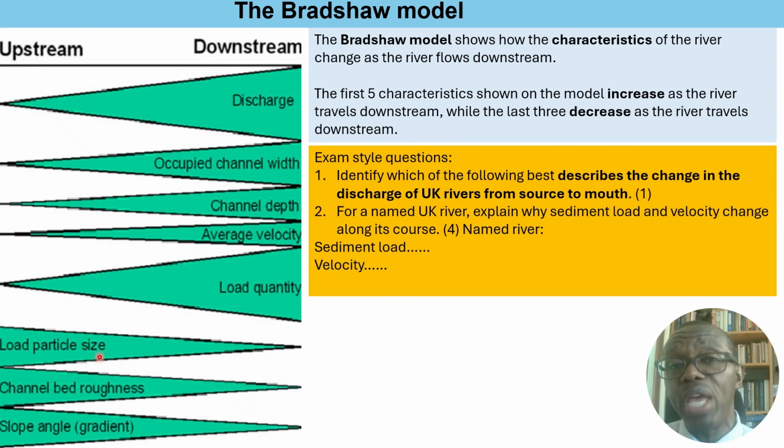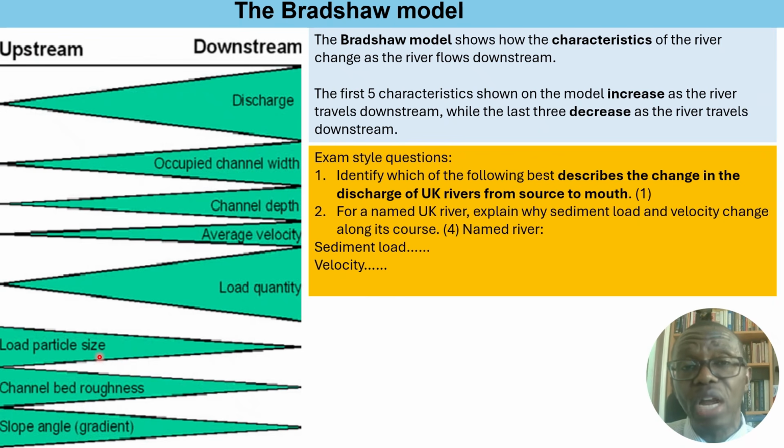But of course, with processes of erosion such as attrition and abrasion, it's going to get smaller, first of all to pebbles and eventually sediment, but it's going to be a lot smoother and a lot rounder due to those processes of erosion. So the load particle size will decrease. The channel bed roughness will also decrease.